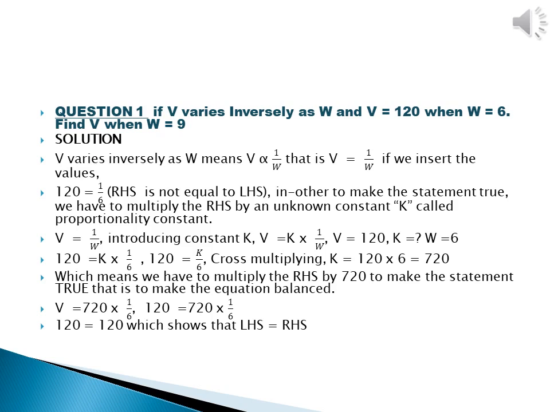And if 120 equals 1 over 6, the left hand side, which is 120, is not equal to the right hand side, which is 1 over 6. So in order to make this statement true, we have to multiply the right hand side by an unknown constant K called the proportionality constant. We don't know the constant, we just need to multiply the right hand side by K so that we can look for K.